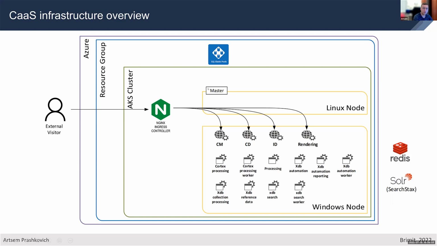Each cluster in Kubernetes, I mean any Kubernetes cluster, whether it runs in Azure, Google or Amazon, doesn't matter, has at least one Linux node, which is the master, where some system information is stored and used by the cluster itself. And we have a Windows node, which is required for Sitecore, because Sitecore utilizes Windows images, and it runs on the Windows operating system.